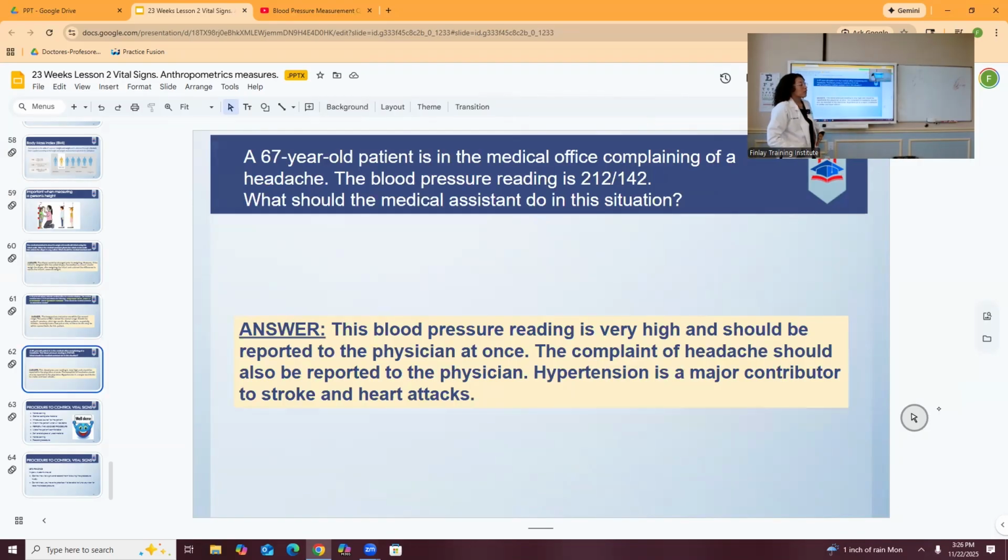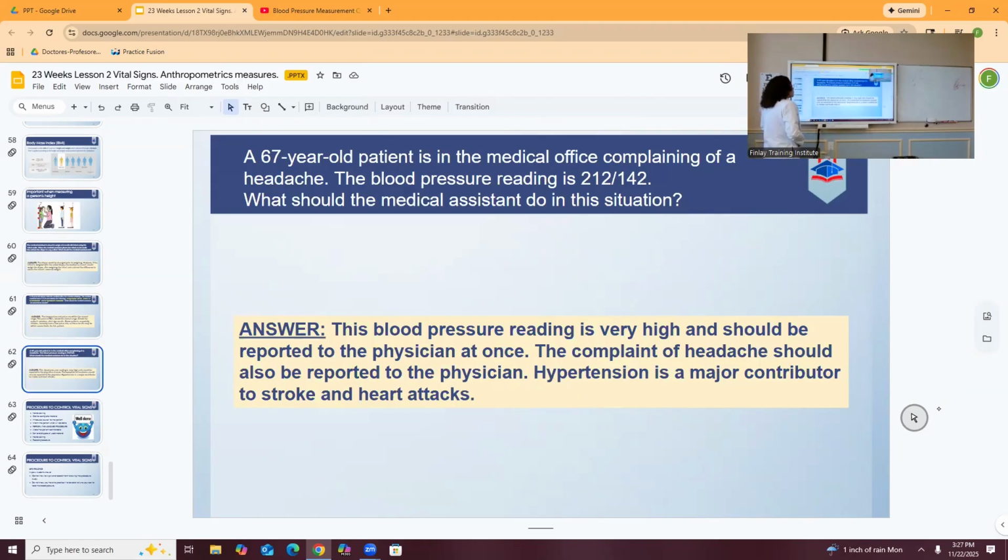Number one, blood pressure 212/142. If you remember the American Heart Association, it said that this is a hypertensive crisis. So the first step is to wait 2 or 3 minutes, retake the blood pressure, and confirm that this is the blood pressure.